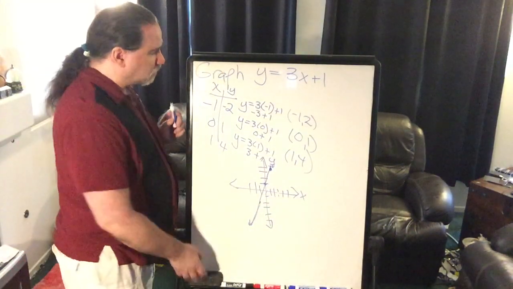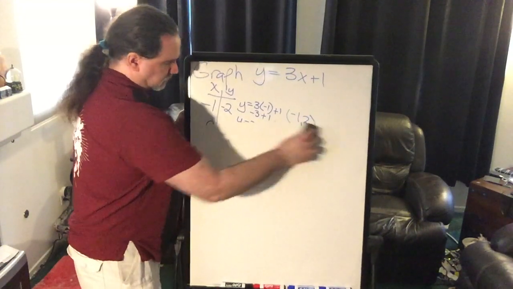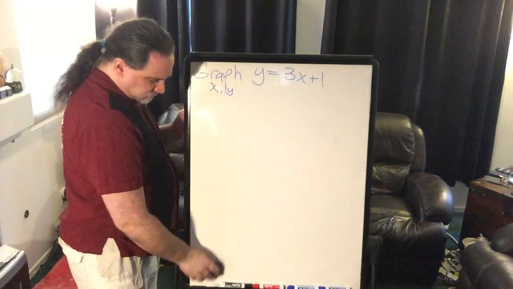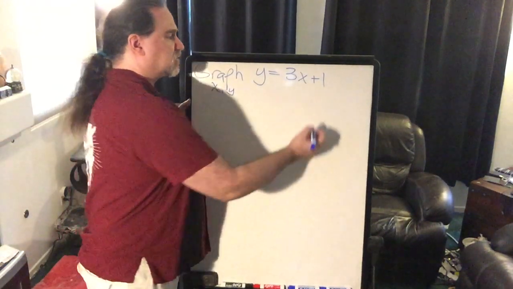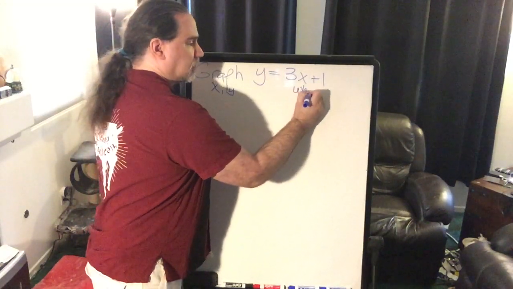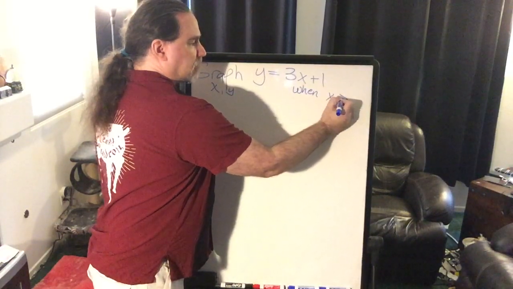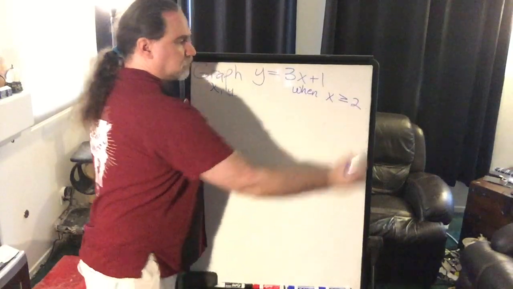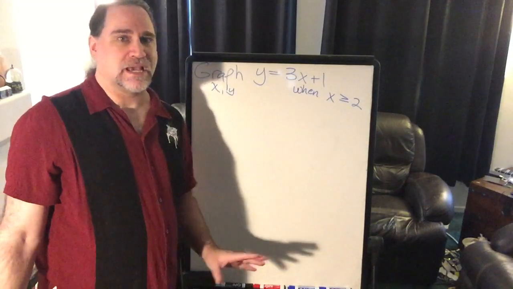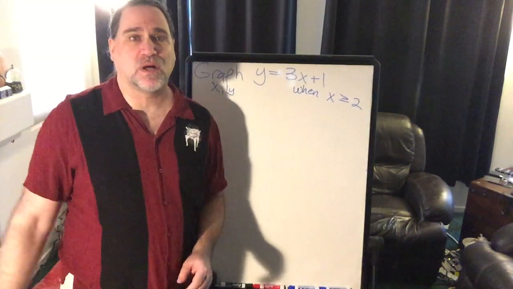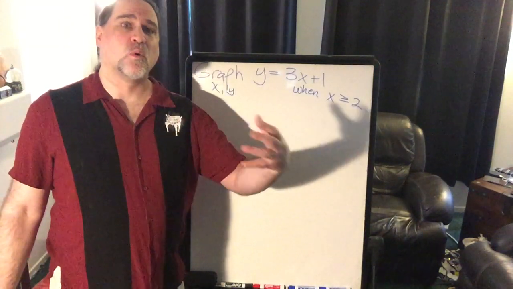Now, when we graph a ray, I'm going to graph the exact same equation. And the only thing I'm going to change is, instead of just saying graph y equals 3x plus 1, I'm going to say graph y equals 3x plus 1 when x is greater than or equal to 2. Now I've put a restriction on x. And this restriction is in the form of an inequality, meaning I can't pick values less than 2. I have to pick values 2 or greater.